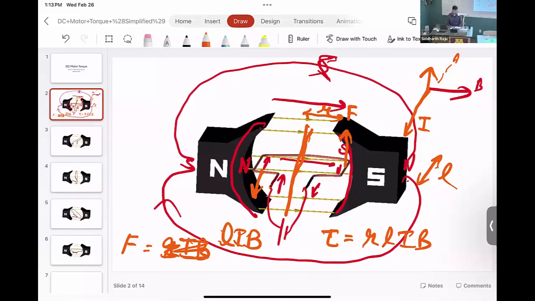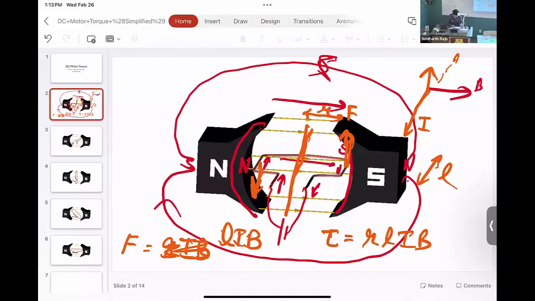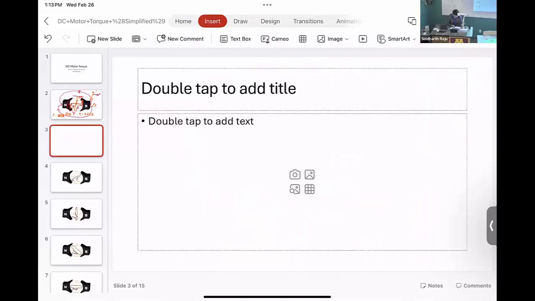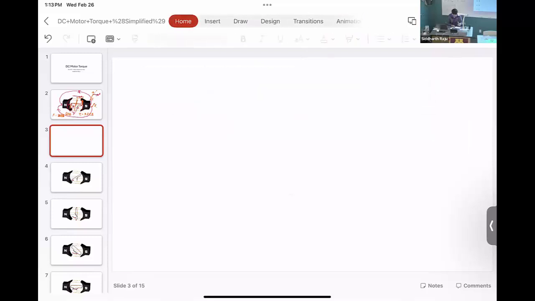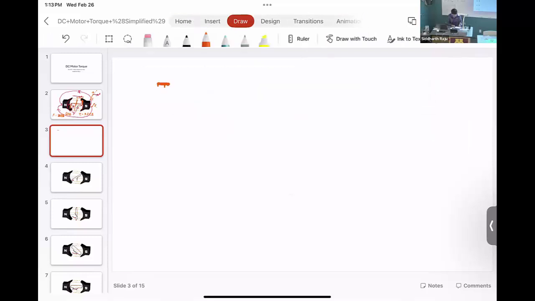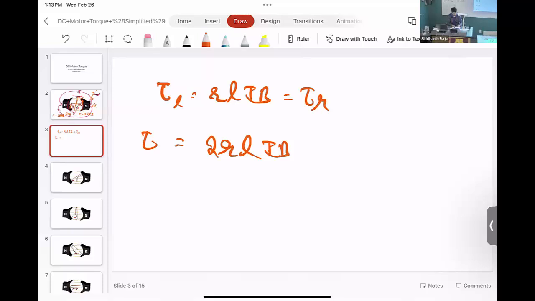Is that the only torque acting on the loop? What else? The other one. So this is one torque acting on it. There is a torque on the other side acting on it as well. So we have torque on the left conductor, R L I B, which is going to be the same as the torque on the right conductor. So the total torque is going to be 2 times R times L times I times B.